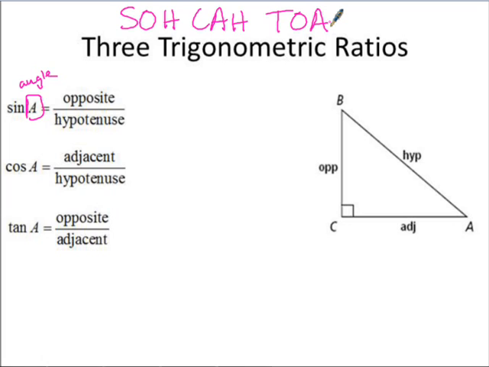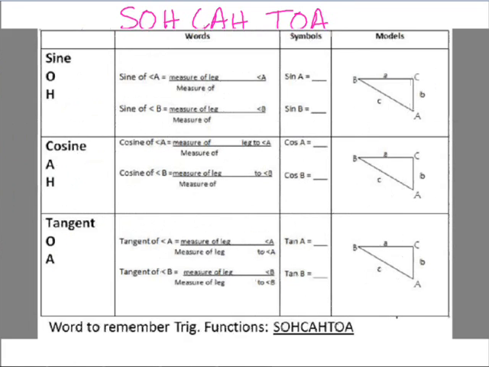So we can remember SOHCAHTOA. That helps us understand the relationship. When it's sine, it's the opposite over the hypotenuse. Cosine, it's the adjacent over the hypotenuse. Tangent, it's the opposite over the adjacent. So we're going to look at that a little bit more specifically on this page right here.